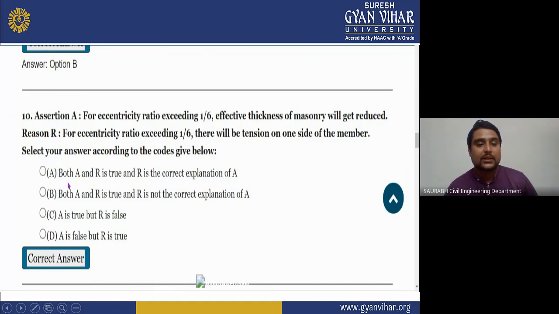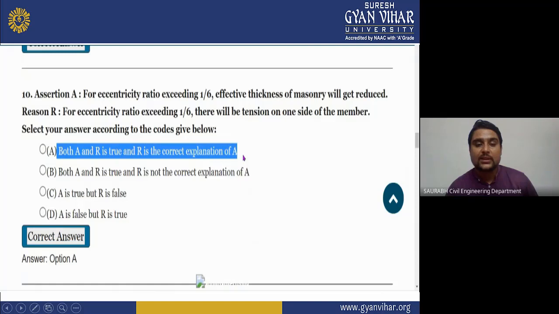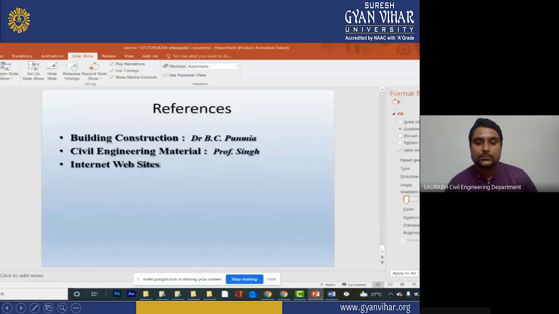Both A and R are true, R is the correct explanation of A. Both A and R are true, R is not the correct explanation of A. A is true but R is false. A is false but R is true. Here the right answer will be A. Both A and R are true and R is the correct explanation of A.